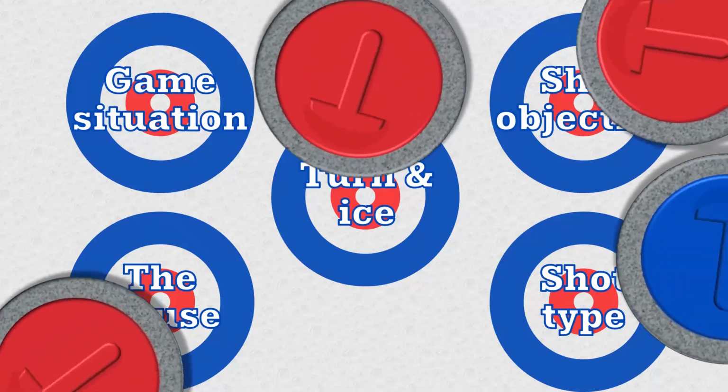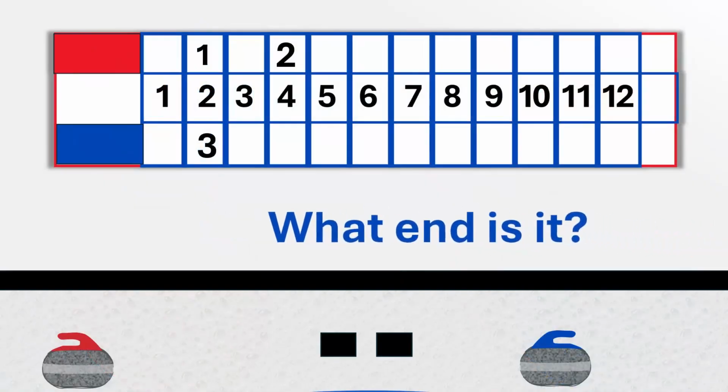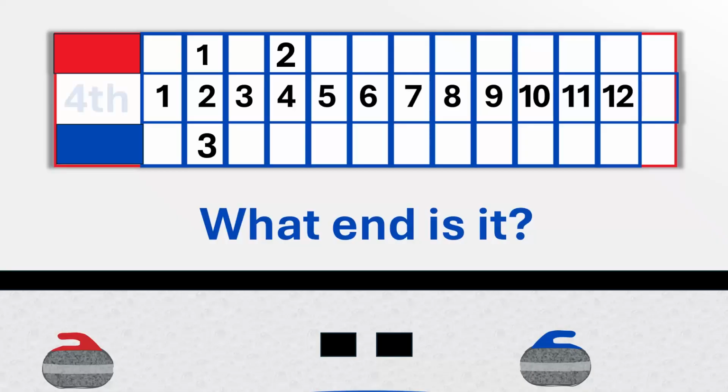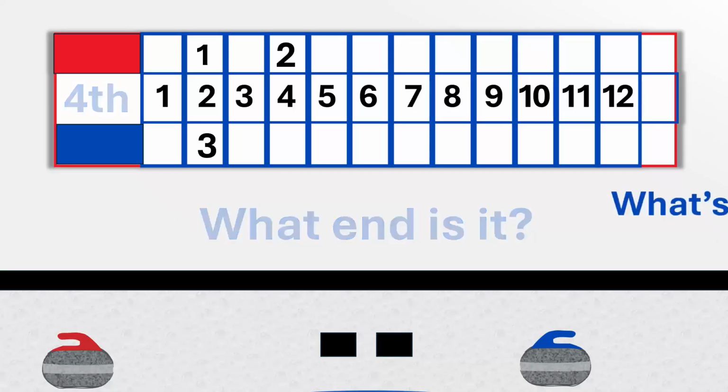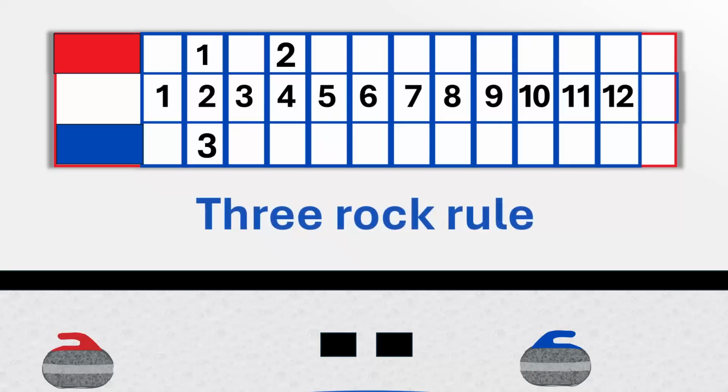Step 1. Game situation. Being early in the end, or game, versus later in the end, or game, and the score will often determine the shot choice. In stick curling, takeouts are not allowed until the 4th rock of the end. This is called the 3-rock rule. This rule limits the shot options for the first 3 rocks at the beginning of each end.